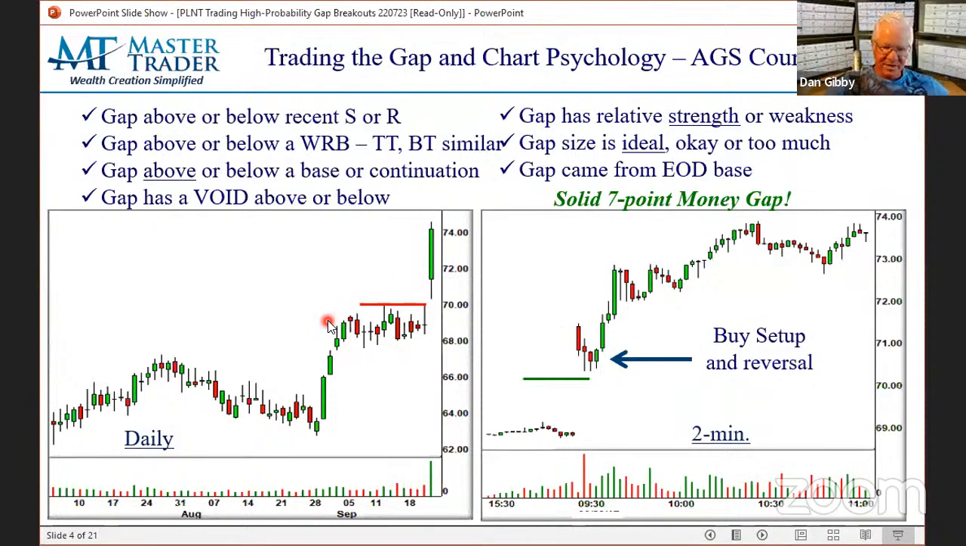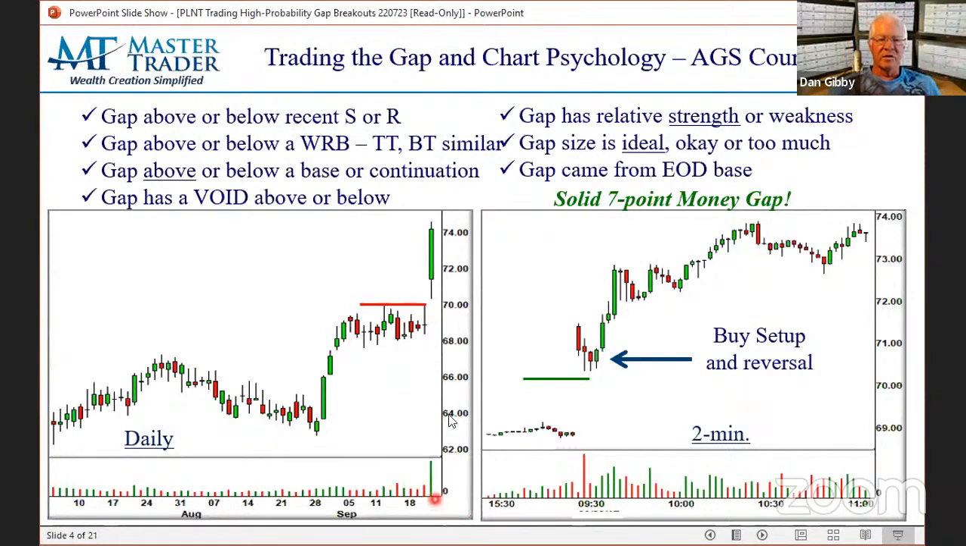We've gone through that entire checklist Greg just went through. Check, check, check, check, check. Now all I'm doing is making sure it acts the way I want on an intraday time frame to confirm that bullish bias.